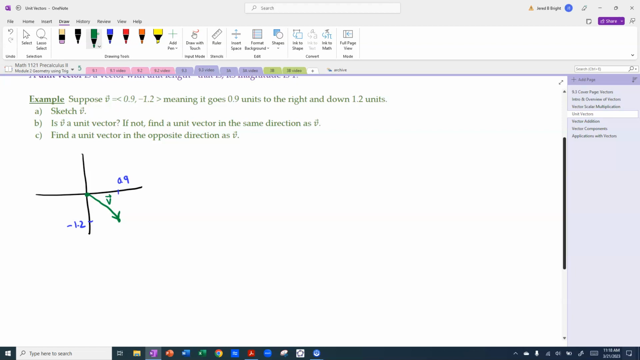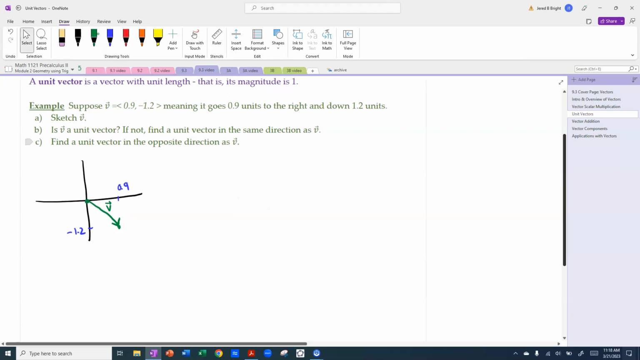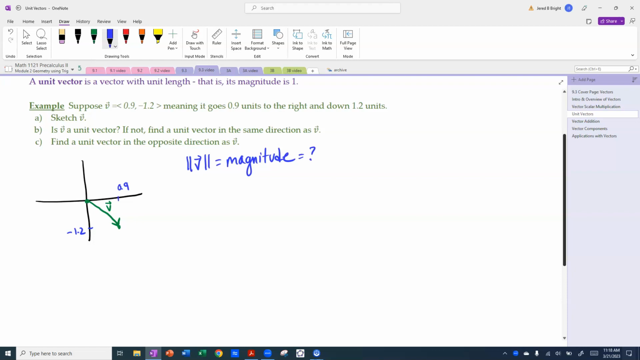Okay, and so now it says, is it a unit vector? Well, I need its magnitude to be 1. How do I find that? How do I find its magnitude? Also, when we talk about the magnitude of a vector, we communicate the magnitude by enclosing the vector in double absolute value signs. That's just a bit of notation. But we want to find the magnitude. We want to know what its magnitude is.